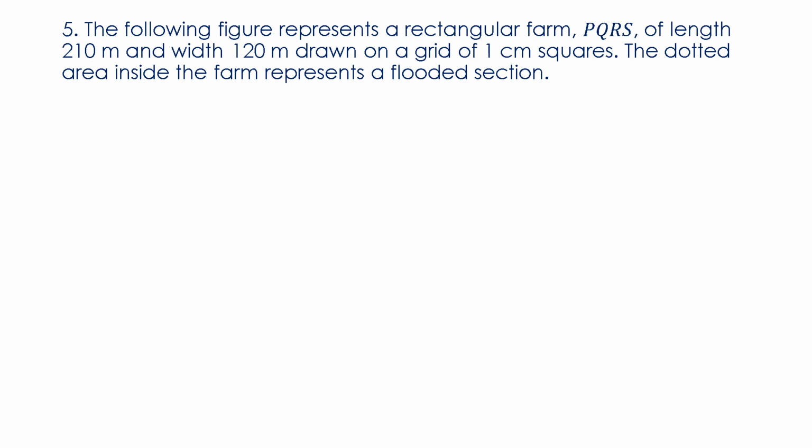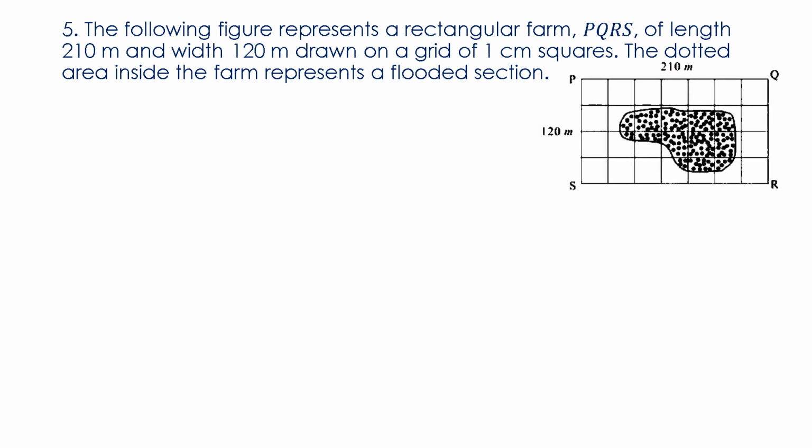Question 5. The following figure represents a rectangular farm PQRS of length 210 meters and width 120 meters on a grid of 1 centimeter squares. The dotted area inside the farm represents a flooded section.